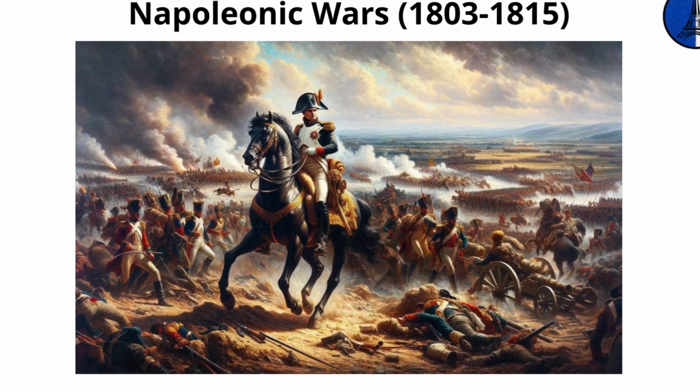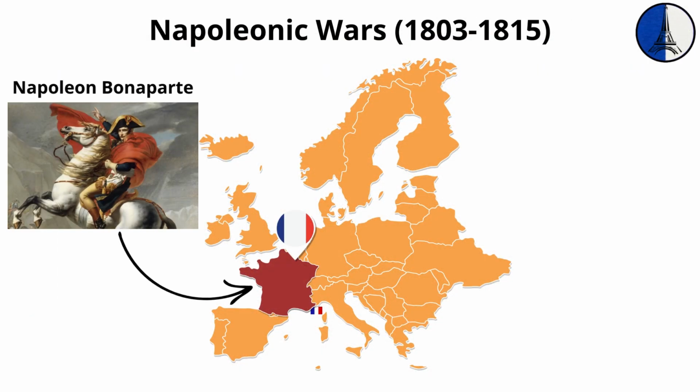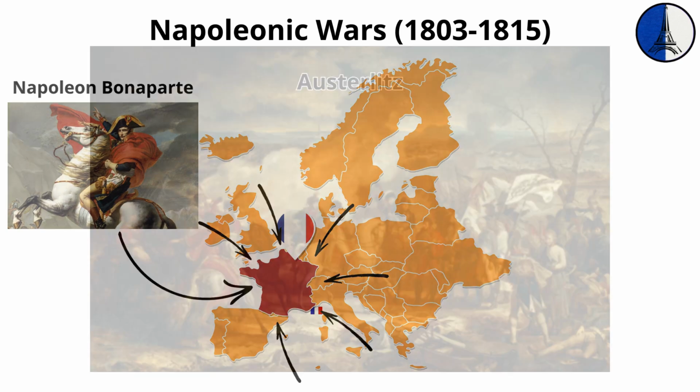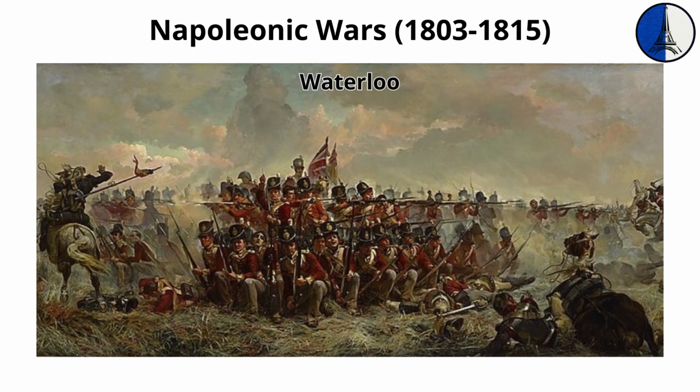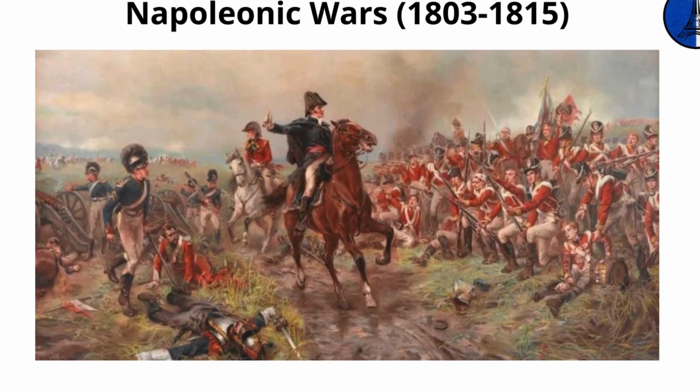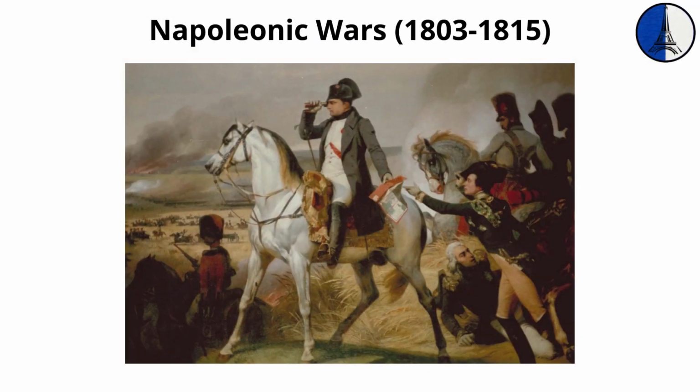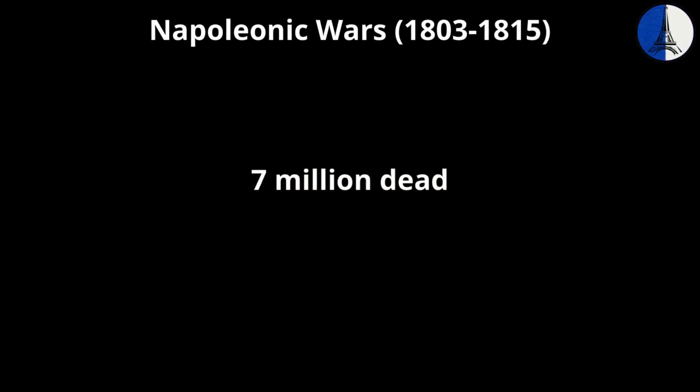Napoleonic Wars. These wars were a series of conflicts fought between France, led by Napoleon Bonaparte, and other European powers. The wars included famous battles such as Austerlitz, Borodino, and Waterloo. The wars ended with Napoleon's defeat at the Battle of Waterloo and his exile to the island of St. Helena. The death toll was 7 million.